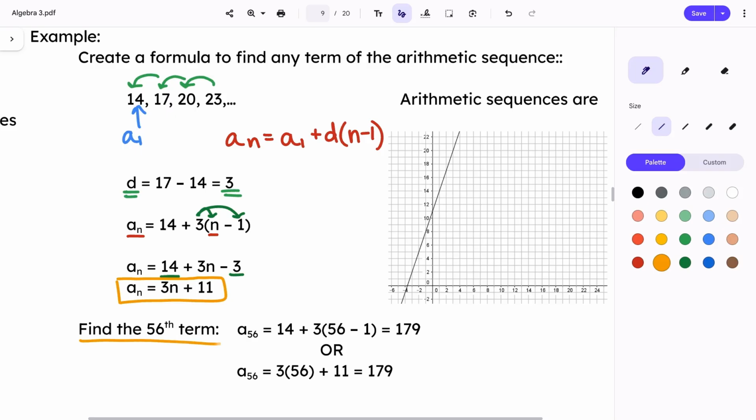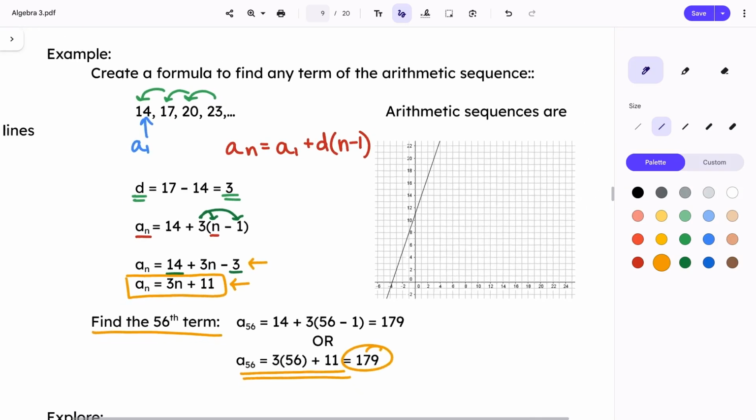Underneath it says, find the 56th term. To do that, you just plug 56 in for n. And you could go either here or you could go here to do that. Most of the time, I'm going to use the simplified version, so I would probably resort to this one if I was given a choice. So I would take 3 times 56, add 11, and you would get 179. So that would be the 56th term in the sequence.